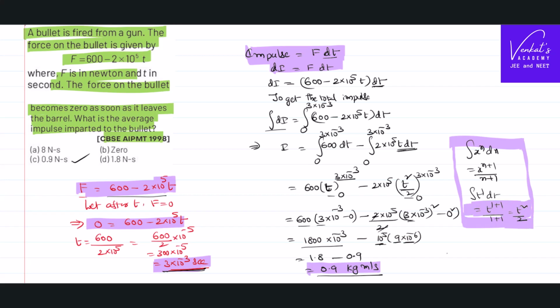This is a quite frequent formula. You use it so many times in plus 1 and plus 2 problems.